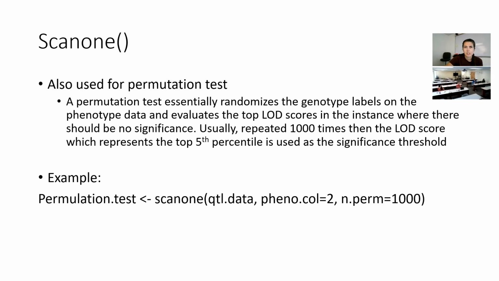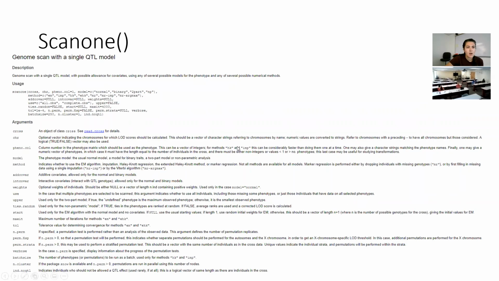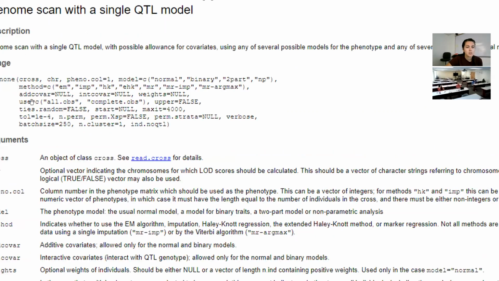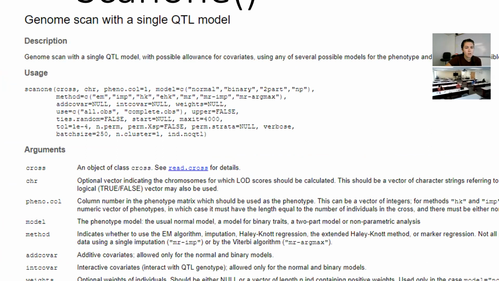Any questions about permutation tests? If not, this is the scan1 parameters. Just going to keep zooming in. So it does all that when you put in scan1?